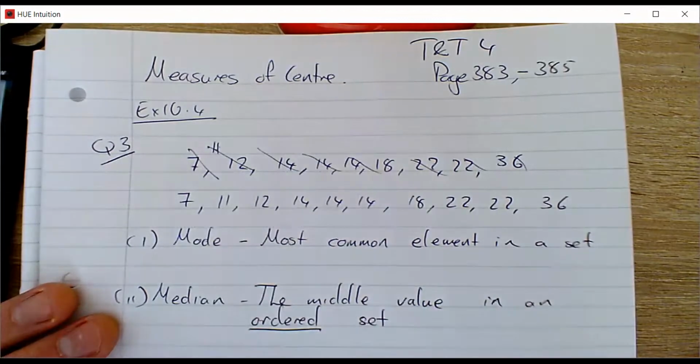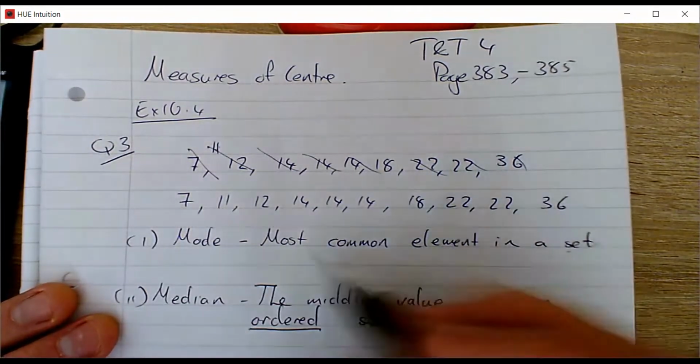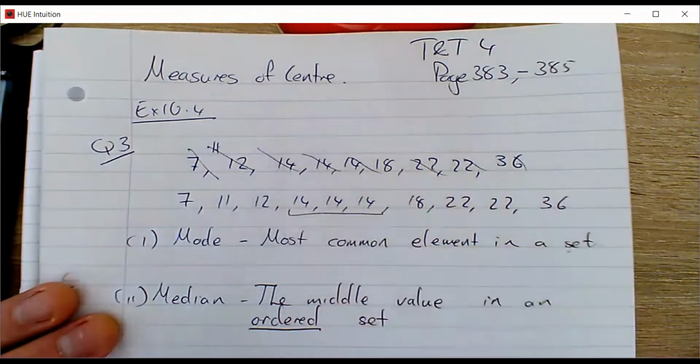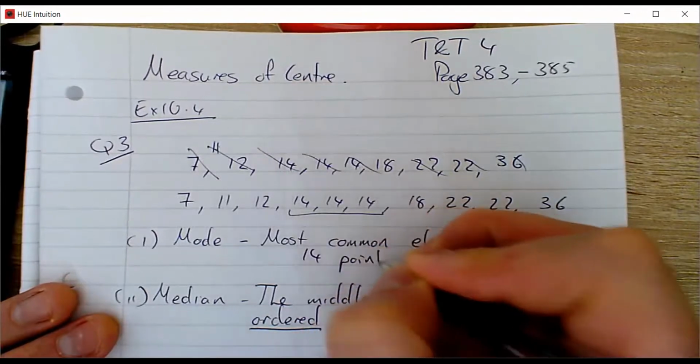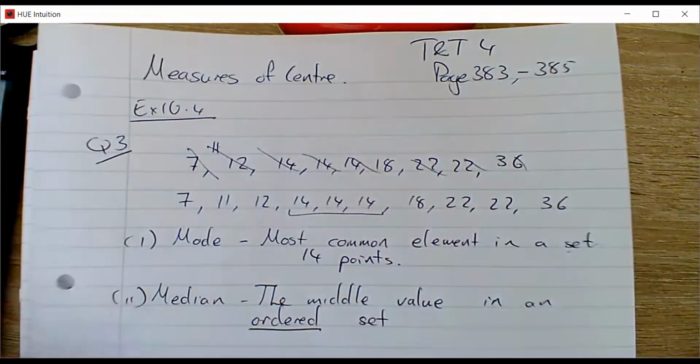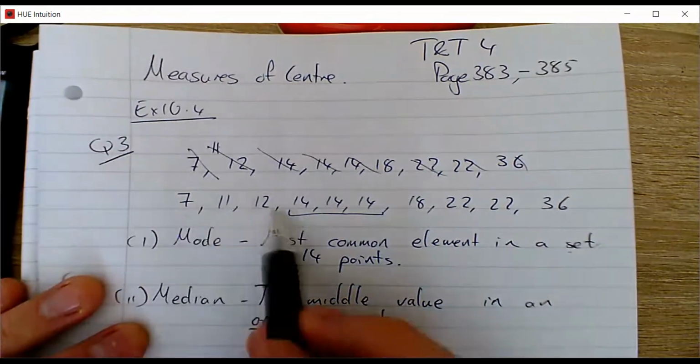The mode then that they've asked for, well, that's the most common element in any set. And you can see here the most common result that this rugby team had was 14 points. So there's your answer to the first one. The median in a set is the middle value in an ordered set. So an ordered set is what I've done up here. You've put all the numbers in order.